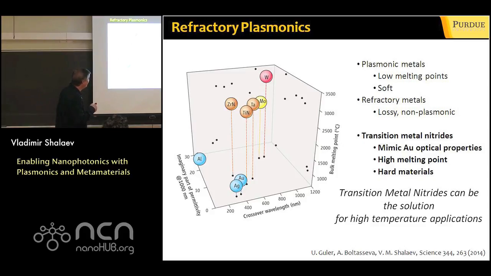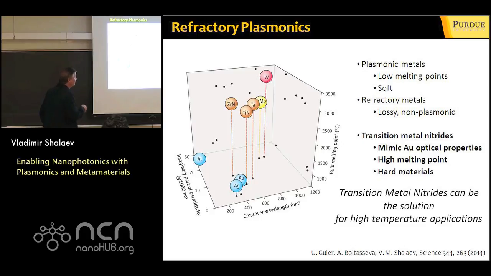And finally, in the third vertical axis, I'm showing the bulk melting temperature. Why is it important? Because, as I mentioned a couple of times already, when you confine energy down to a very small volume, you have high concentration of energy, and therefore you elevate temperatures. And your material should sustain elevated temperatures. Otherwise, of course, your device would be broken.